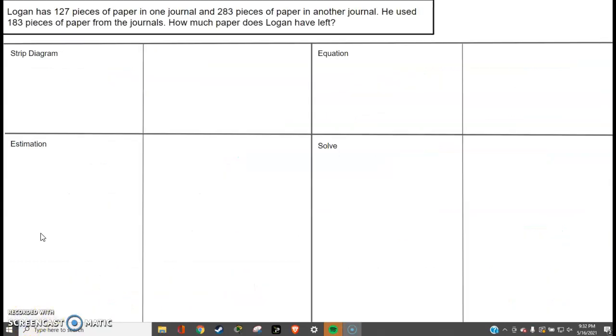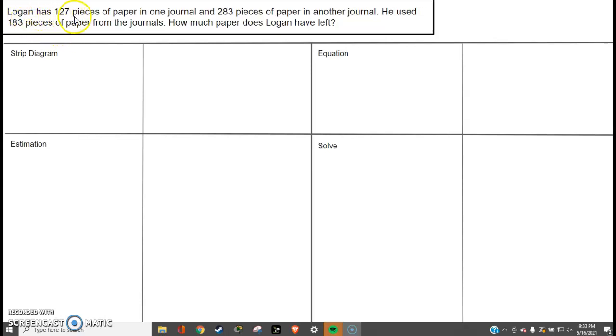So this is the first two-step problem that we had. It says that Logan has 127 pieces of paper in one journal and 283 pieces of paper in another journal. He used 183 pieces of paper from the journals. How much paper does Logan have left? So I'm going to first read the word problem again, because that was just one time, so let's read it again.